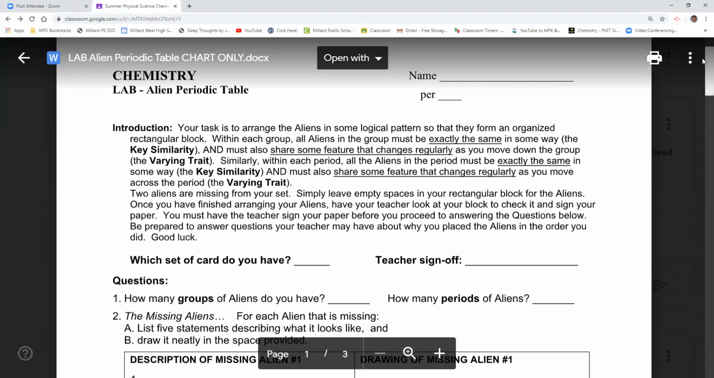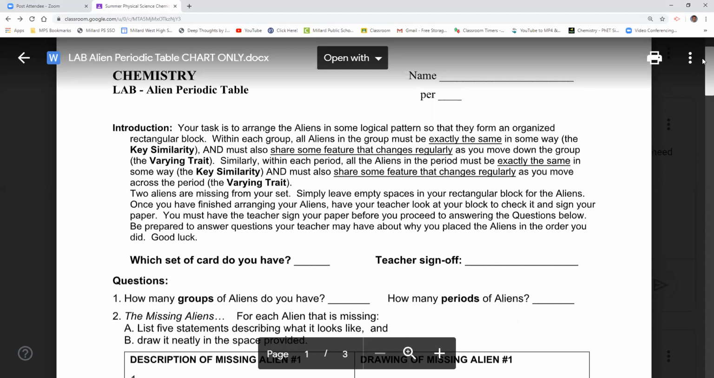Okay, yesterday you watched a video on Dmitry Mendeleev, who was the guy who essentially came up with the periodic table of the elements. What he did is he used a series of properties that were in a pattern. They were repeatable and they were predictable. We're going to be doing that today, but instead of using elements, we're going to use these stick figure aliens. Our task is to arrange these aliens in some kind of logical pattern so they form an organized rectangular block.